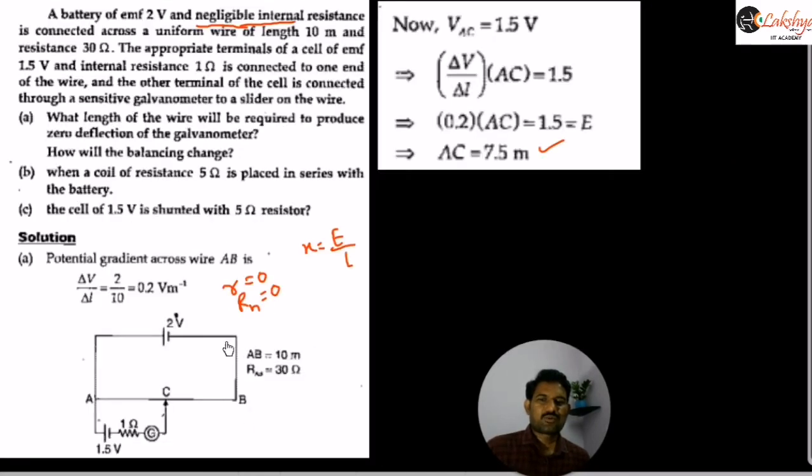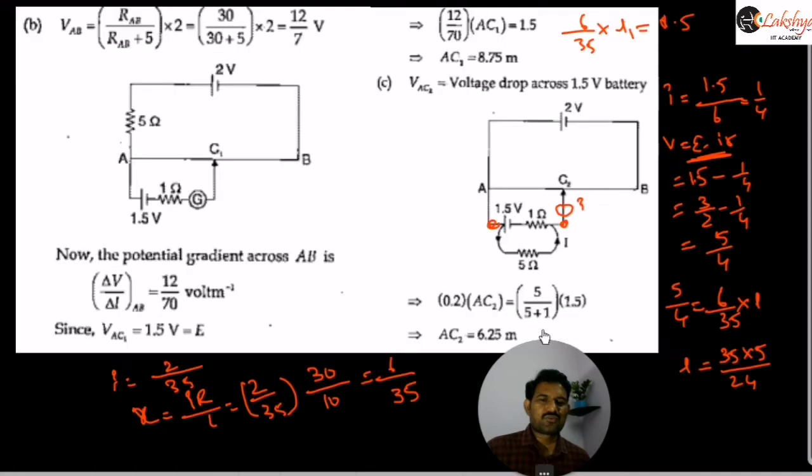So not this one. We have to take the first part here, because this 5 ohms is not there. Then here the potential gradient is 0.2. So the potential gradient was a mistake here; we need to take this value as 0.2. That means 0.2 into L, so L is 25 by 4, and so you will get 6.25 meters. So that is the value here.